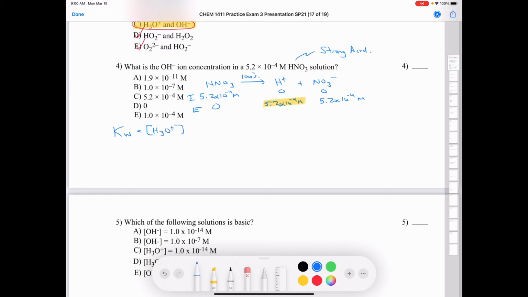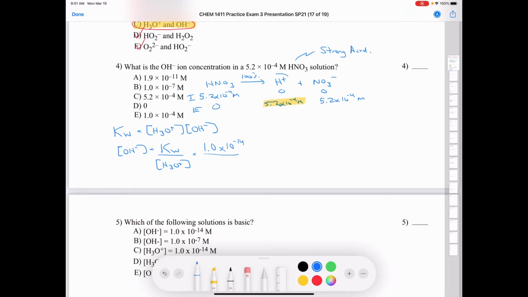I'm going to have to use the formula for Kw, which is Kw is equal to the concentration of hydronium ions multiplied by the concentration of hydroxide ions. And so Kw is the auto-ionization constant for water. If we rearrange that to solve for the concentration of hydroxide, we get that it's equal to Kw divided by the concentration of hydronium.